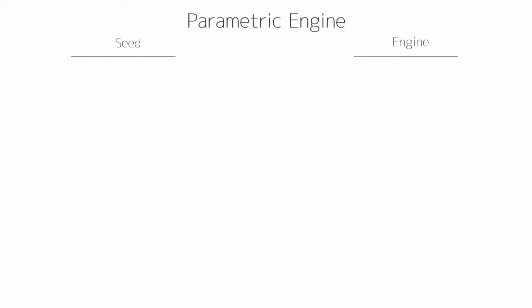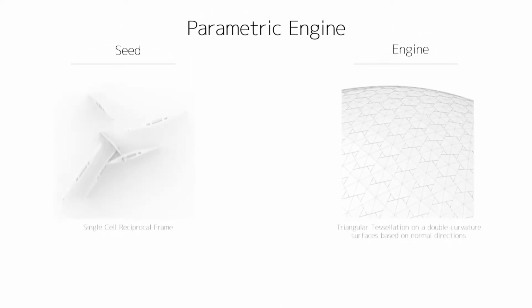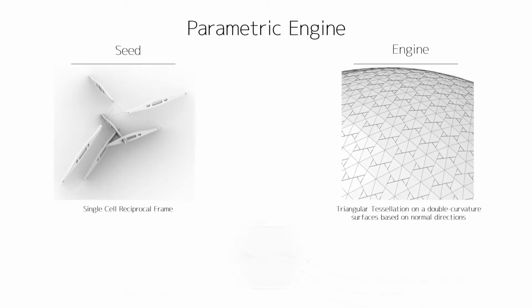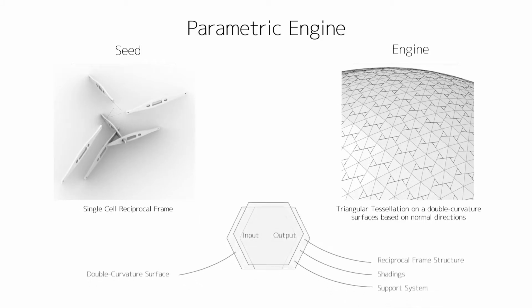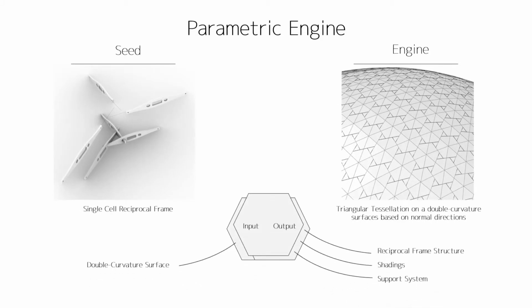The seat of the parametric engine would be a single reciprocal frame cell, and its engine would be a triangle tessellation of that seat onto a double-curvature surface based on the surface's normal vector directions.